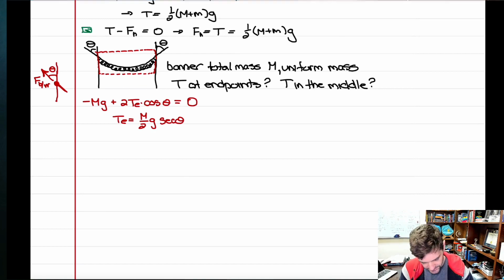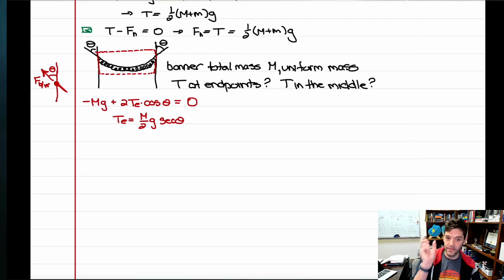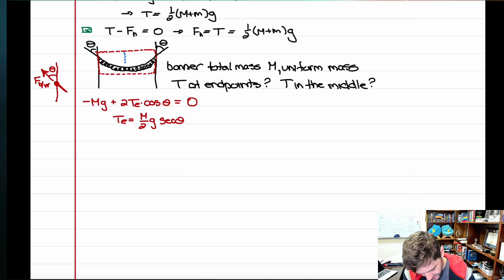Now what about the midpoint? Well, again, let's be clever. I want the tension at the middle to be included, so that might suggest that I include the middle as part of my system. We just went through all this work of figuring out the tension at the end, so then maybe I make this my system.